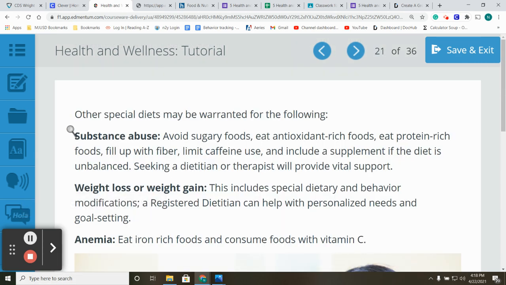Other special diets may be warranted for the following: substance abuse, weight loss or weight gain, and anemia.